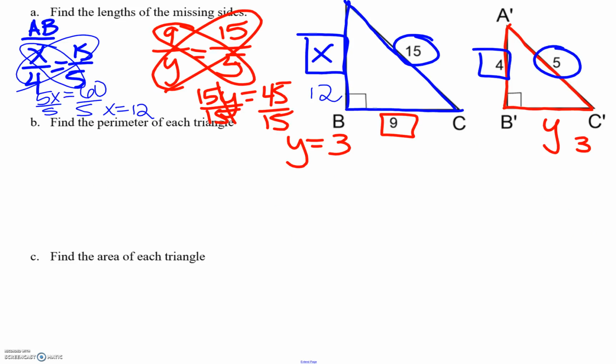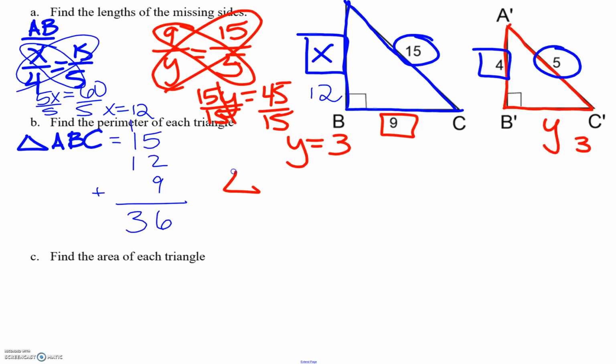Okay, so for part B, we want to find the perimeter of each triangle. For our blue triangle, which is our original ABC, the perimeter, again, you want to add all sides. So we said 15, 12, and 9. And our perimeter is going to be 36. And for our image, A prime, B prime, C prime, we're going to take all our sides, which is 3, 4, and 5, add them up, and the perimeter is equal to 12.